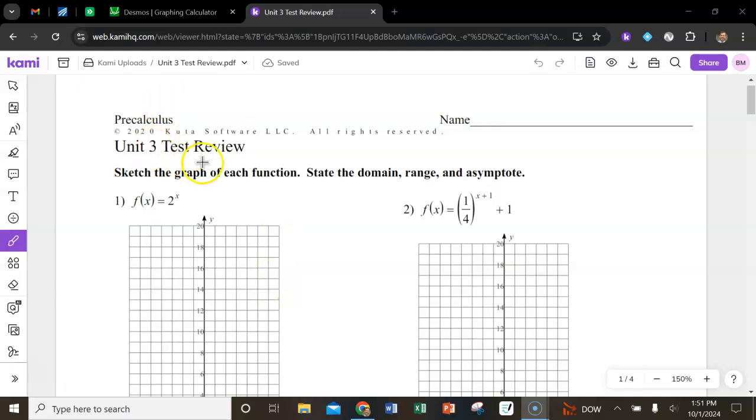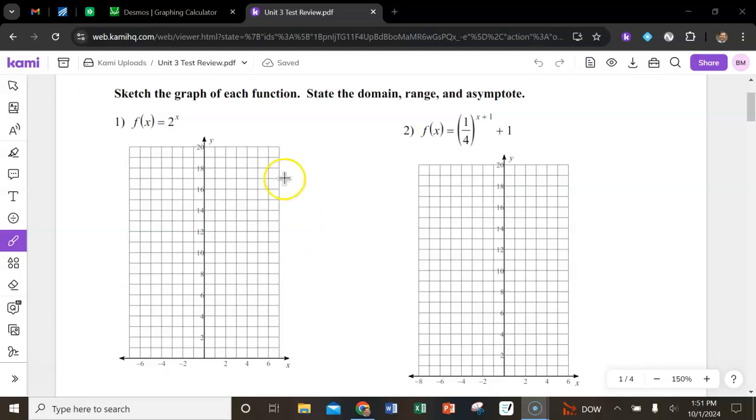In this video, I'm going to go over the Unit 3 test review. The first page is all graphs. Obviously, I would recommend using Desmos here.